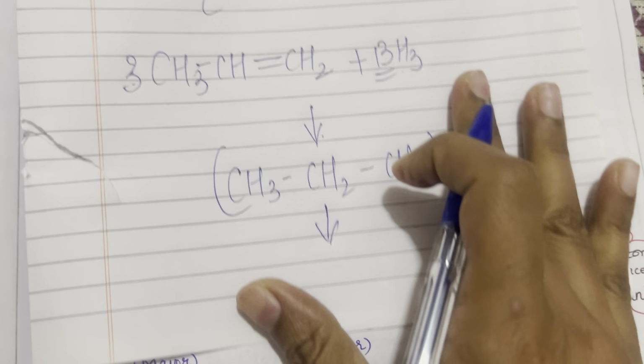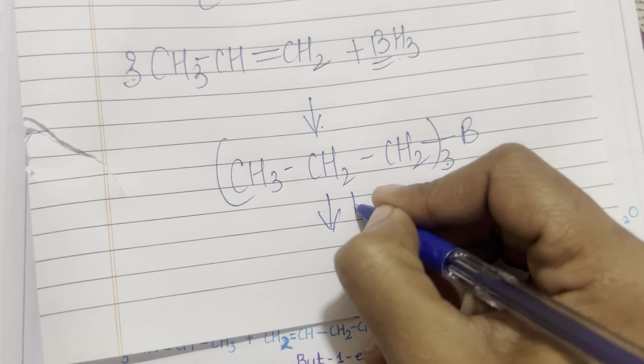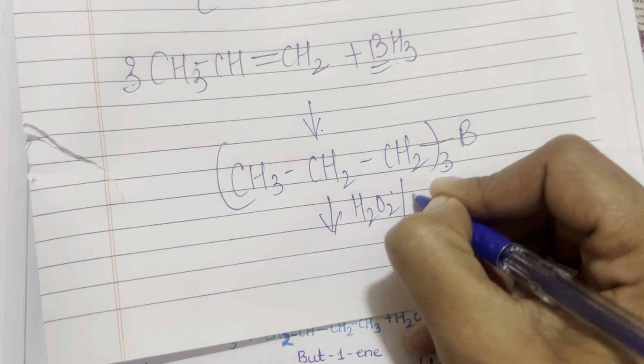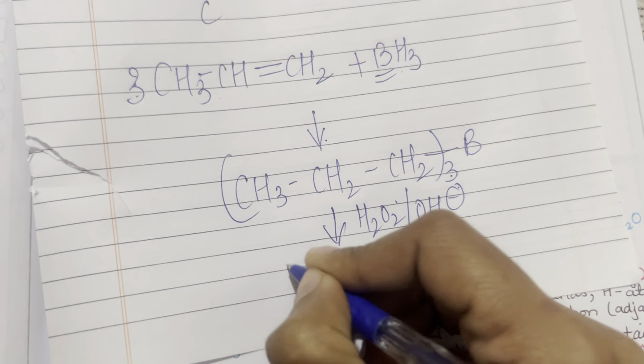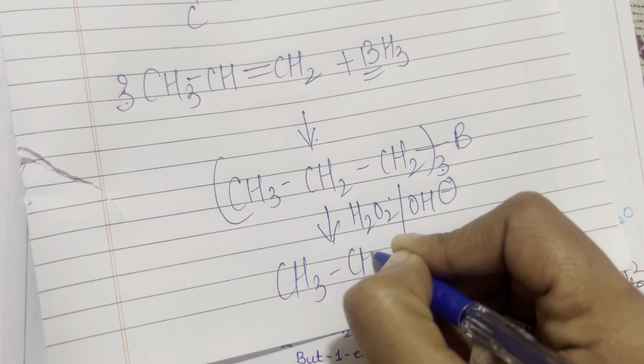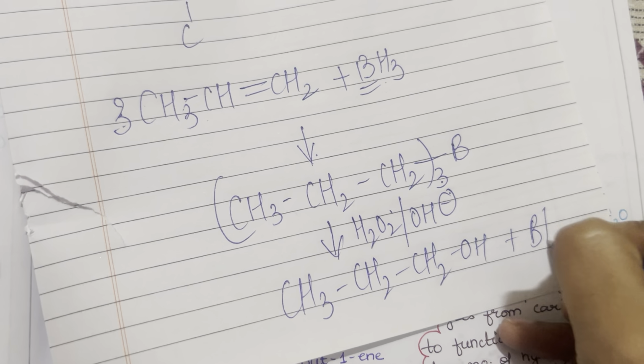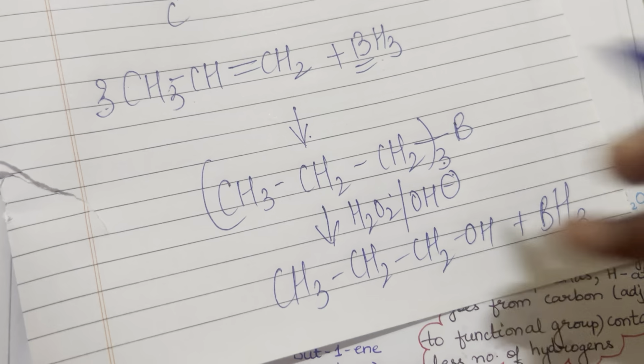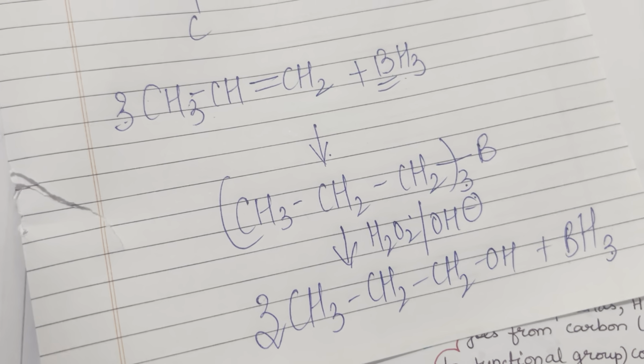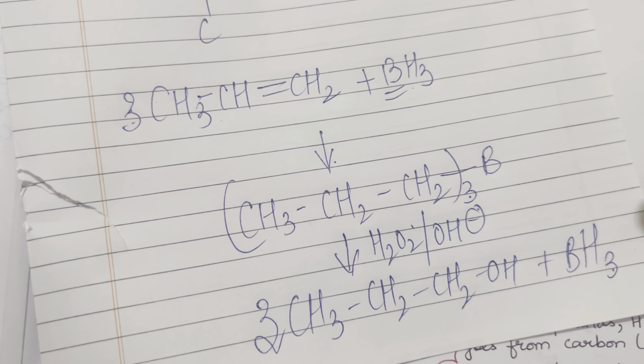This will be further, in this case, you'll be having hydrogen peroxide addition. You will be getting the molecule as CH3CH2CH2OH. And this borohydride will again generate. This will be 3 molecules. Okay, so this is how the reaction proceeds.